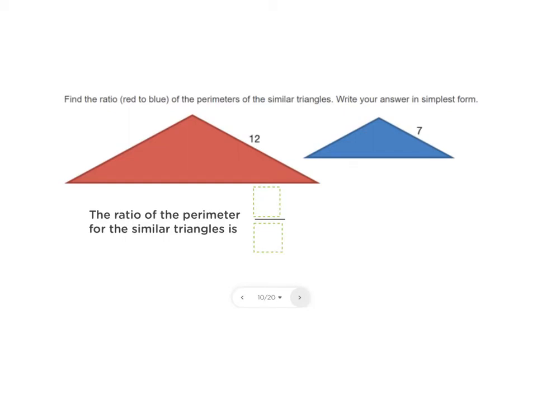Question number 10. Find the ratio, red to blue, of the perimeter of similar triangles. Write your answer in simplest form. So the first thing is we have to realize that we're going from red to blue. So red is going to be our numerator. We'd have 12 over 7. And then can we simplify this? Is there a number that goes into 12 and 7? Because 7 is a prime number, that should give you the hint that we are simplified. So this is just 12 over 7.